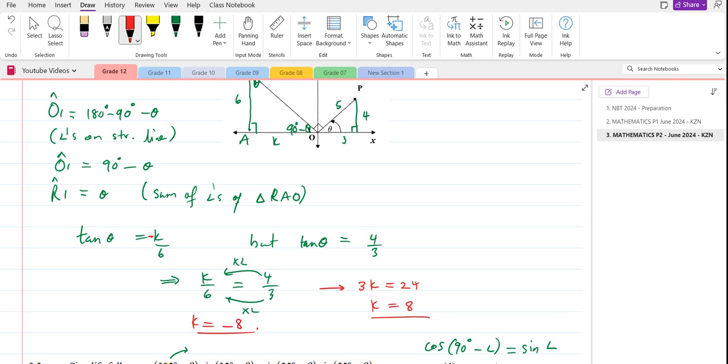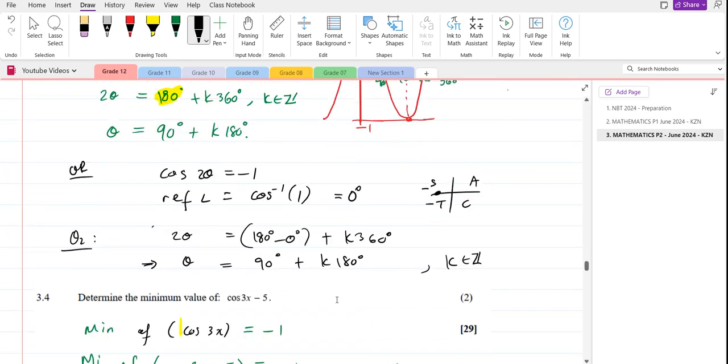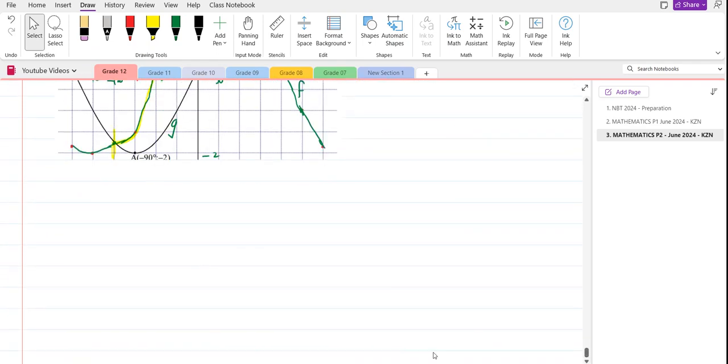So it should be negative 8. Sorry about that, just correct that. Thank you. I hope you understand, because the value of k is negative here. See, it should be negative k. Anyways, continuing on to the next question, which is question number 6.